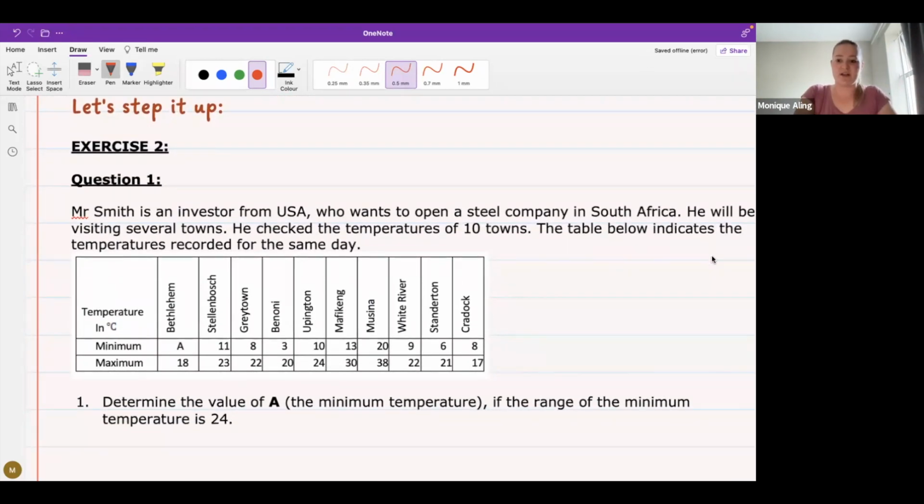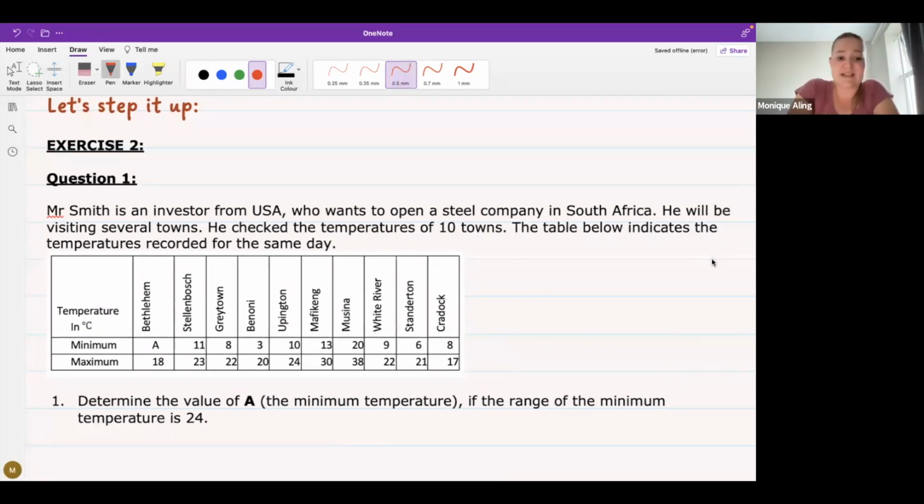So I've got Mr. Smith is an investor from the USA who wants to open a steel company in South Africa. He will be visiting several towns. He checked the temperatures of 10 towns. The table below indicates the temperatures recorded for the same day. So a whole long story there, but all we need to know is that they're showing us the different temperatures for 10 towns. Okay, so take a moment to look at the table.